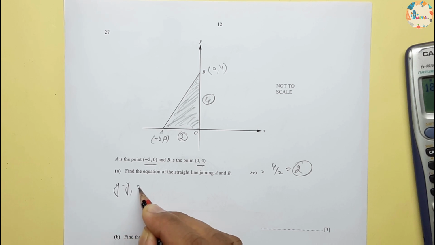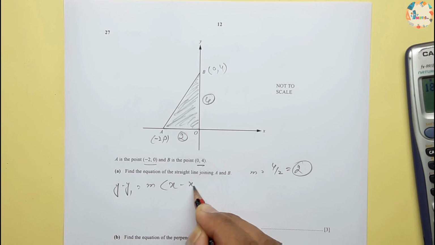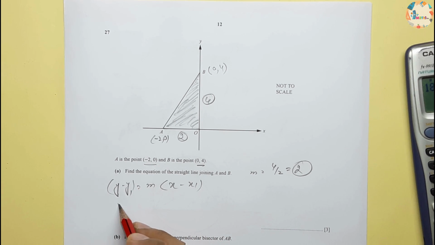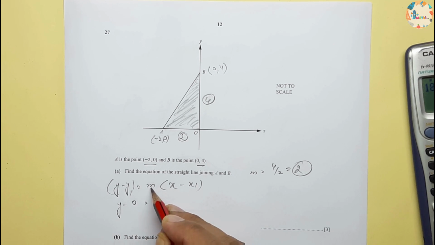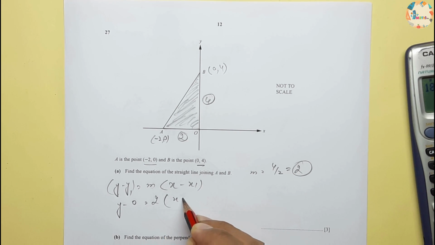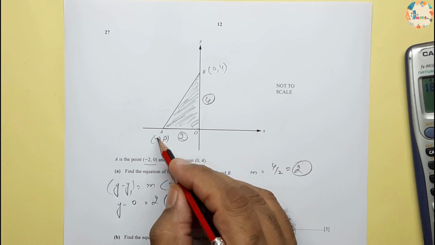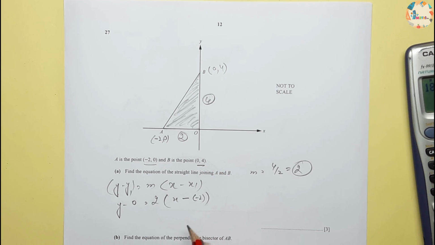We can use any of these 2 points in this formula: y minus y1 is equal to m into x minus x1. So I'll be replacing values. I'll take this one. So y minus 0 is equal to m, which is 2, so we write 2 into x minus x1. x1 is minus 2, so I will replace it in brackets. So y is equal to 2x, and this will be plus 2 into 2, which is 4, so plus 4. So our equation will become y is equal to 2x plus 4. This will be our answer.